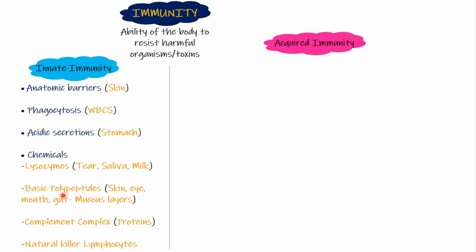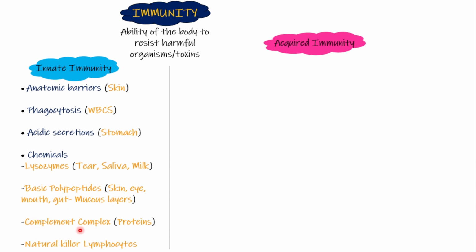Then we have basic polypeptides. These basic polypeptides are present at the points from where any foreign invader can enter inside the body. For example, the entry points like skin, eye, mouth, and gut. Okay, skin, eye, mouth, and gut. So basic polypeptides are present inside the mucosa of these points from where the foreign invaders can enter inside the body.